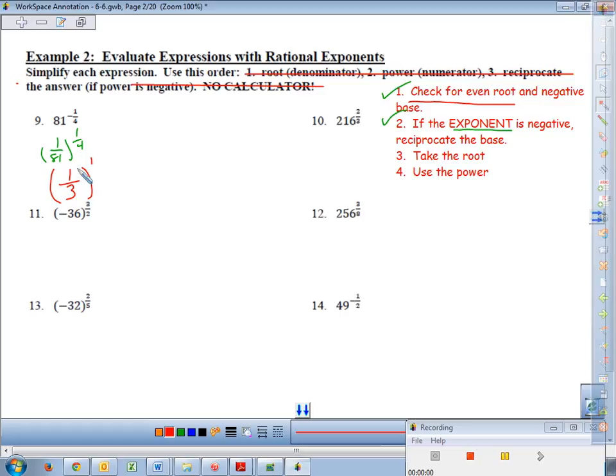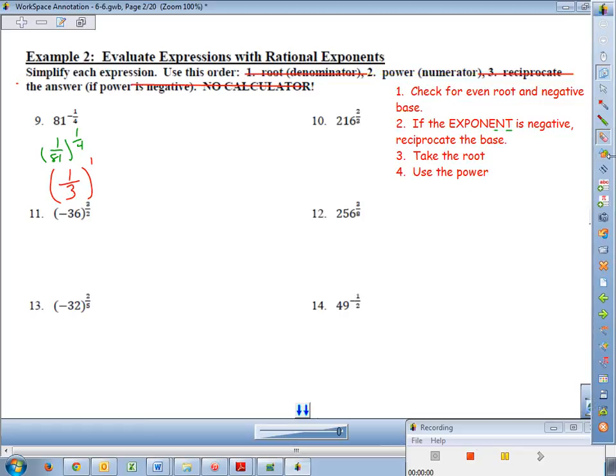Just takes a little practice. The more we do, you'll be like, this is the easiest thing ever if you know those numbers on your perfect note card. This guy, first thing you check, is the base negative, and do you have an even root? Do we have any of that going on here on number 10? Nope. So the next thing we check for, look at your exponent. Is your exponent negative? Yes or no? Nope. So then we move to step 3.